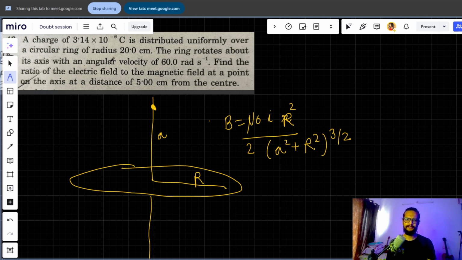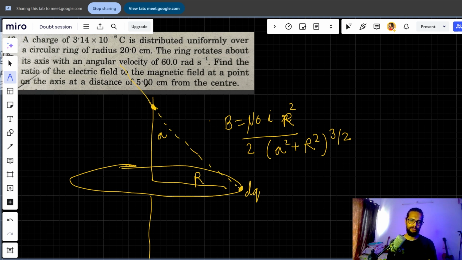And what about the electric field? If you haven't already derived it, it's high time that we derive it. How can we derive the electric field at a distance a? Same method that we did. Take any small piece, let's call it dq, right? We called it dq. Now, due to this dq, at that point, what will be the electric field?